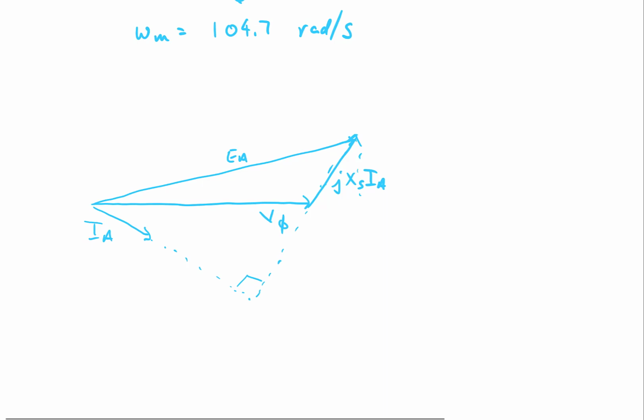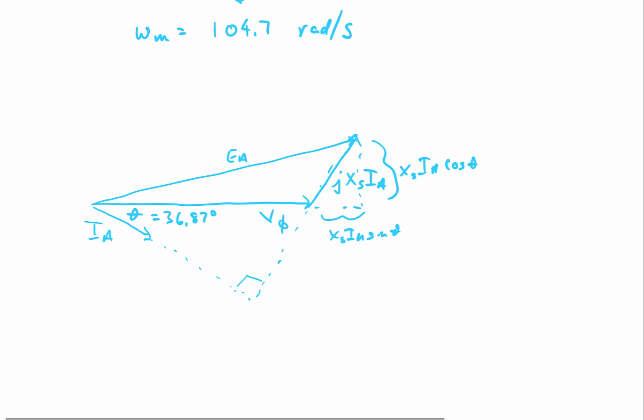And then, of course, if I just want to drop that here, this value is XS IA sine theta, and this value is XS IA cosine theta. And here, this angle is theta, and theta is equal to 36.87 degrees. Okay, so that's our phasor diagram.